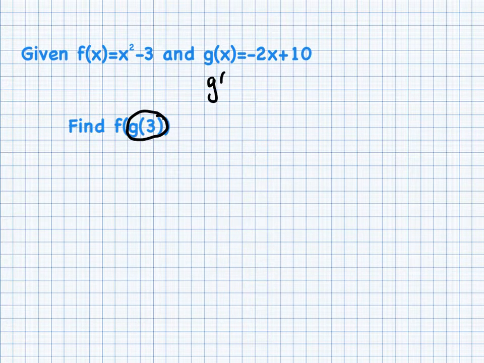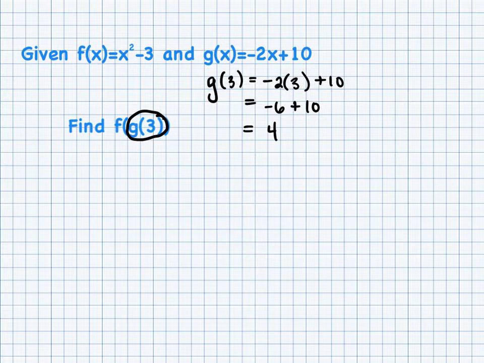So g of 3 equals negative 2 times 3 plus 10. And I'm going to evaluate. Negative 6 plus 10 equals a positive 4.